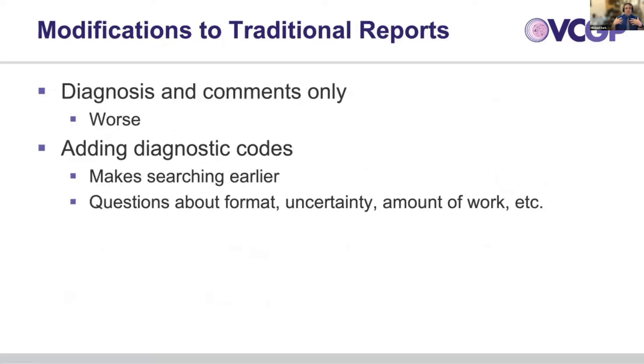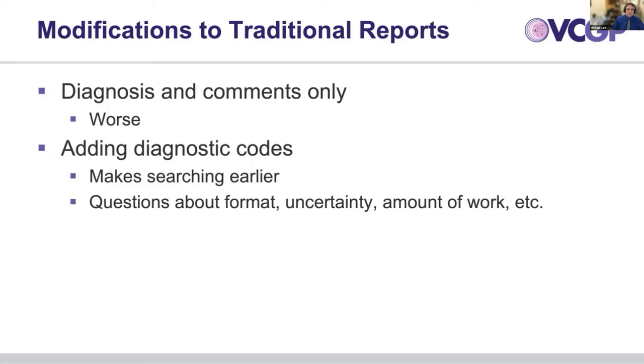So there are possible modifications to traditional reports. We could just go with a morphologic diagnosis and comments. And obviously that's worse because it gets rid of all the information. So it's a lot more standardized and it's fairly easy to parse because there's just the morphologic diagnosis, but it gets rid of all the information we would probably be interested in, like information about mitoses, anisocytosis, anisokaryosis, that sort of thing.